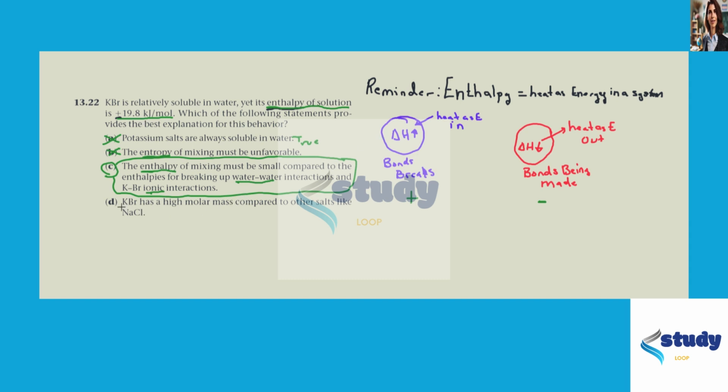All right, let's look at this last one. Potassium bromide has a high molar mass compared to other salts like sodium chloride. Does molar mass have anything to do with enthalpy? No. The only thing it has to do with enthalpy is bonds being made or broken.